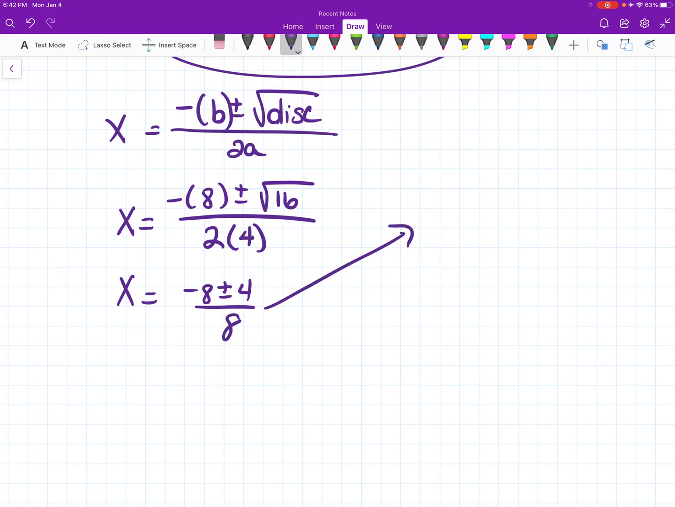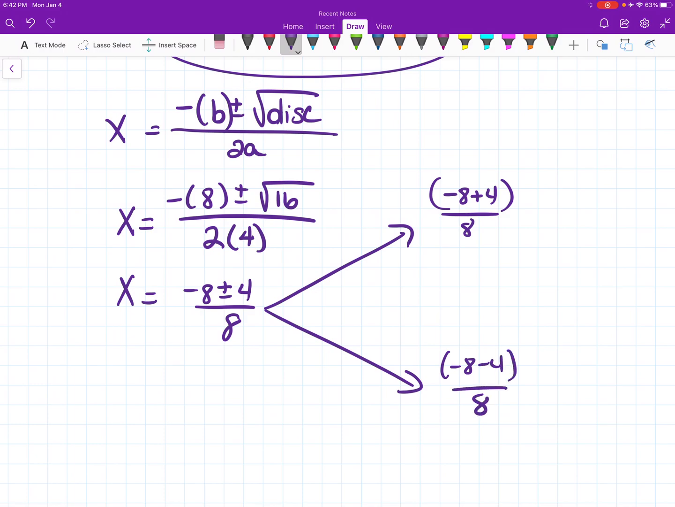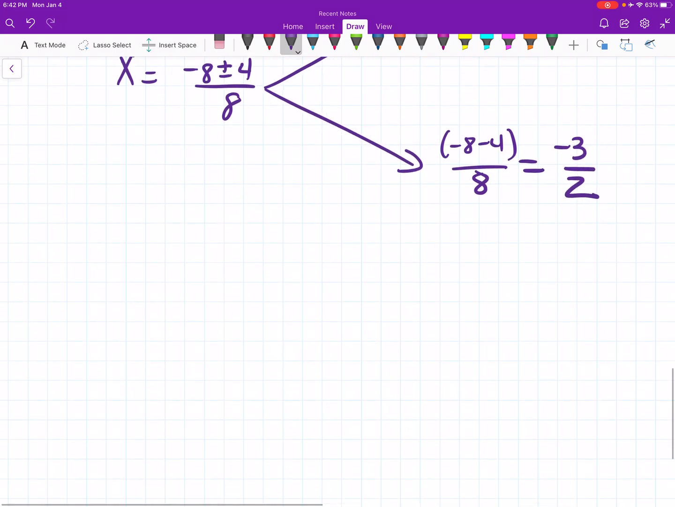And then I'm going to split it. I have negative 8 plus 4 over 8, and I have negative 8 minus 4 over 8. And then I get my two answers that way. Okay? And my two answers are negative 1/2 and negative 3/2. Okay? And they need to be simplified all the way down. Okay, this should look really familiar to you guys. Most people really like the quadratic formula, well, when you compare it to other ways of doing things.